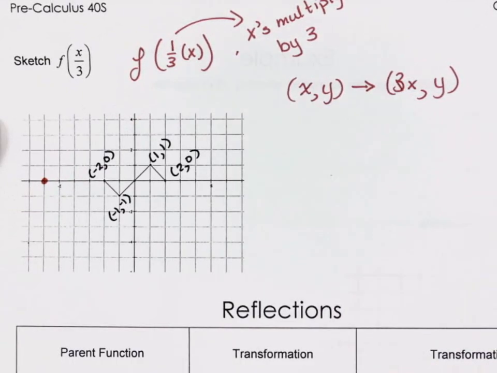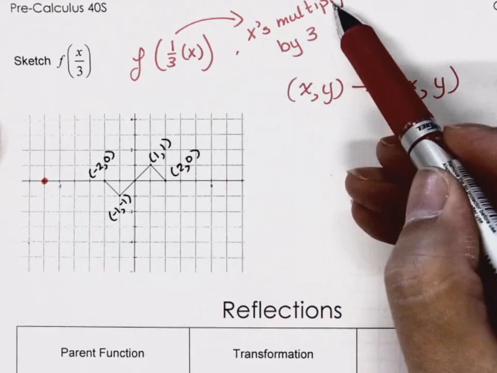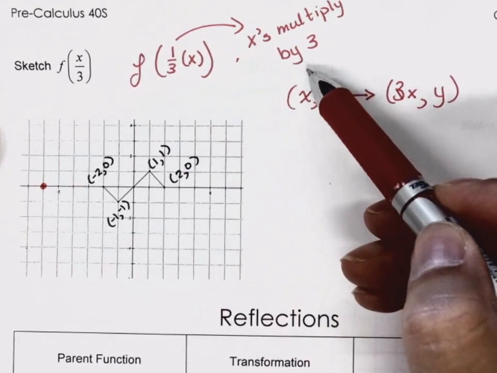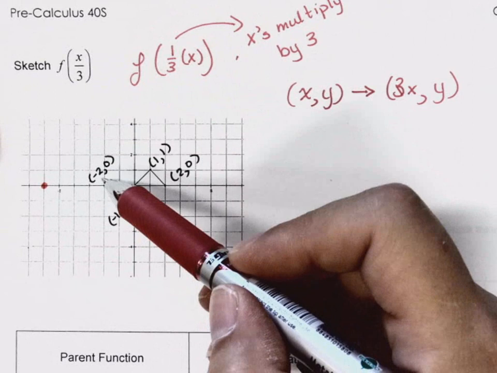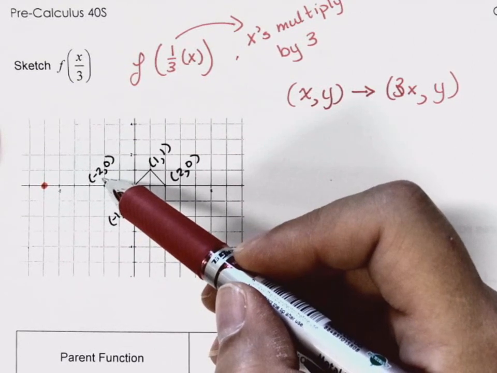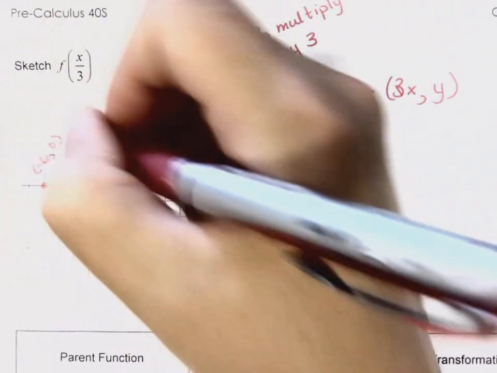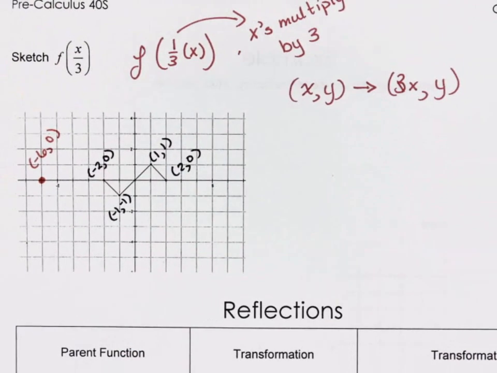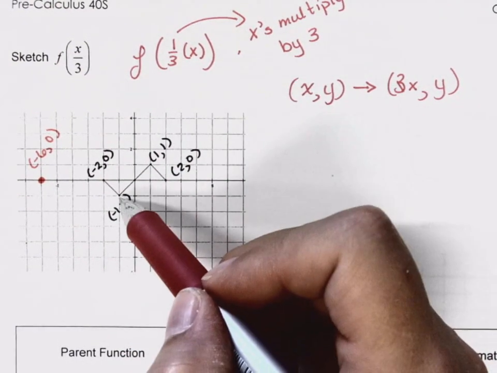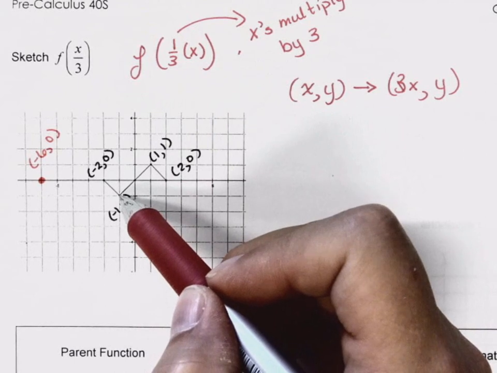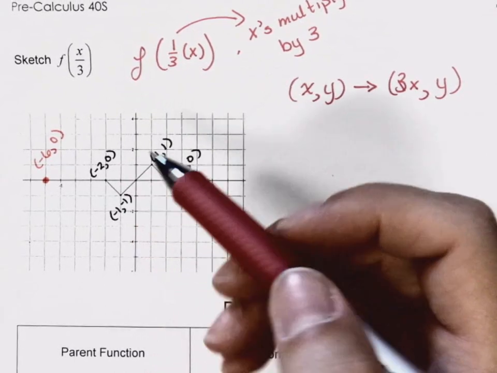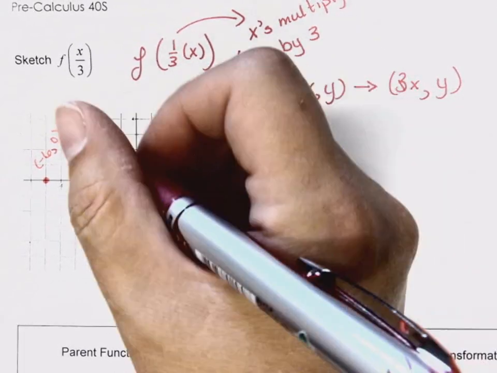Wait, what? What am I doing this time? I'm multiplying the x's by 3. So the -2 becomes -6. And I don't touch the y's, right? They stay. This one moves where? (-3, -1).